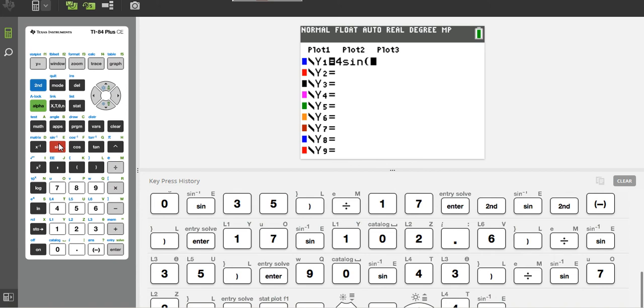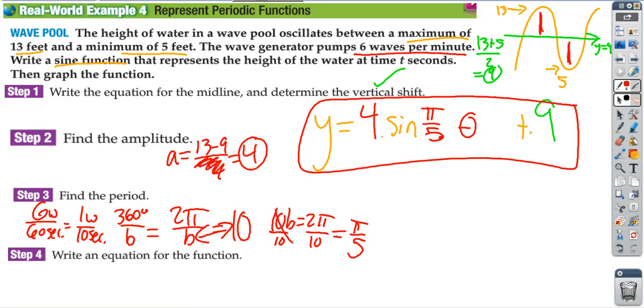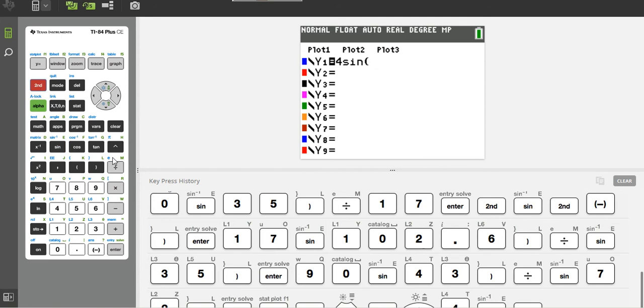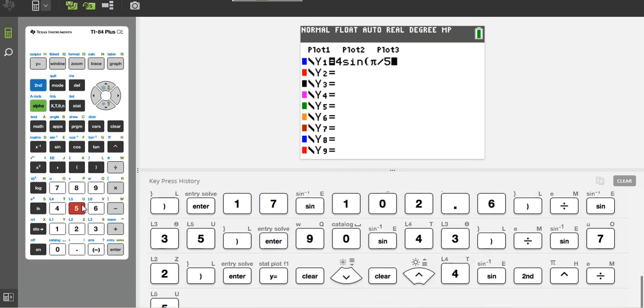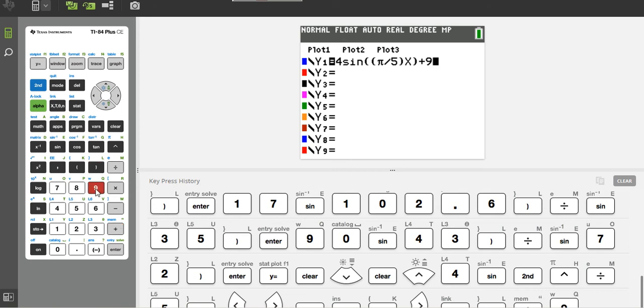So we'll do 4 times the sine of, we have to make sure we get the right parentheses, pi over 5 theta. So we'll do second pi divided by 5, and then I have to include this in parentheses. I'm going to do second insert parentheses. The reason you do this is because if you just put the x right here, I'm going to use x instead of theta, without the parentheses it's going to be pi divided by 5x, and that's not what you want. You want pi divided by 5, that whole thing, times x. So I'm closing that in parentheses, and then we have plus 9.